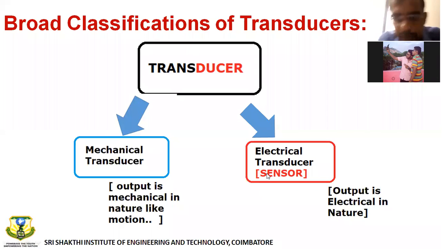So all transducers are not sensors, but all sensors are transducers. Saying all transducers are sensors is wrong, because a transducer can be mechanical also, but all sensors are transducers because sensors are a subcategory of transducers, right? Hope you understood now. So now we'll step into the next title.